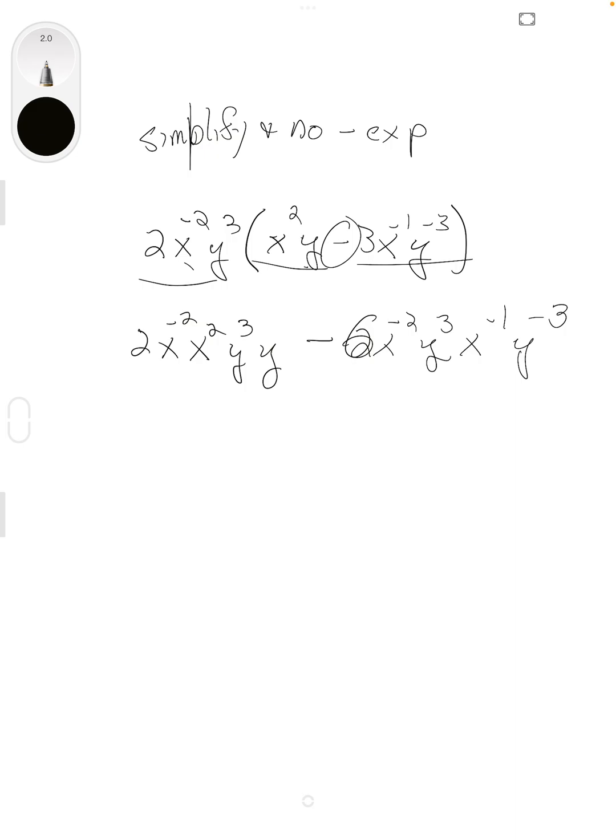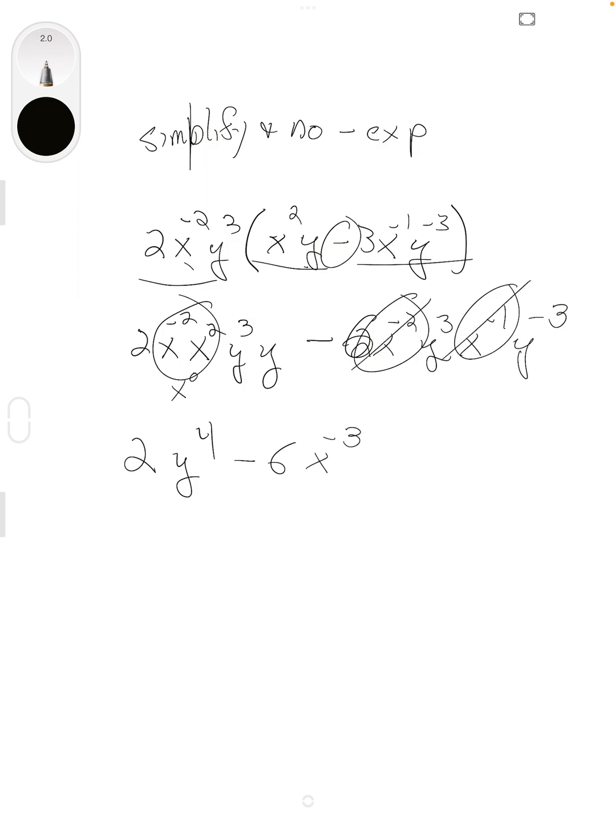Okay, so now I'm going to combine all these things. So I've got 2, that's equal to 1. In other words, that's x to the 0th, which is 1. And this is equal to y to the 4th. Minus 6. Well, here's x to the negative 2, x to the negative 1. That's x to the negative 3. I cancel them as I go. Y to the 3, y to the negative 3, and that's it.